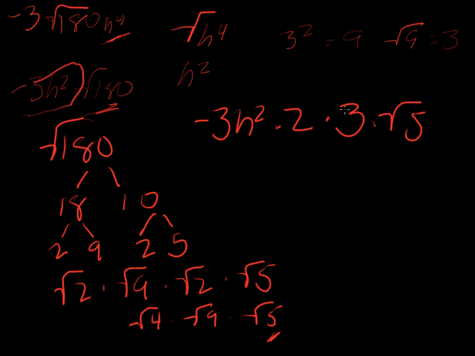So again, we're going to bring these together. Negative 3 times 2 is negative 6, times 3, which is negative 18. We have our h squared with the square root of 5. So that brings it all together. I saw a couple more questions on there that dealt with these exponents, so we'll cover that here in a little bit.